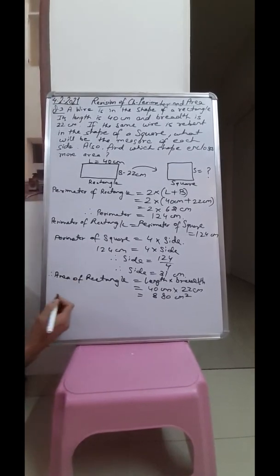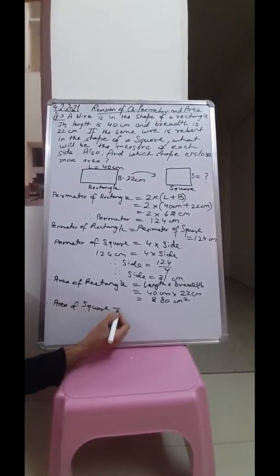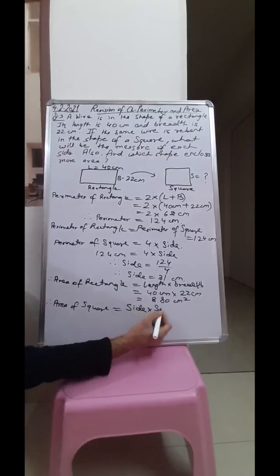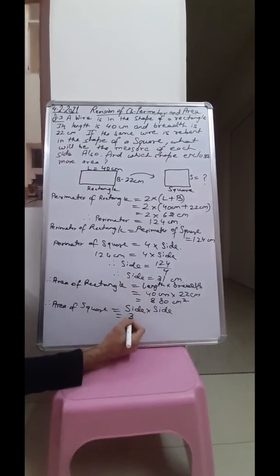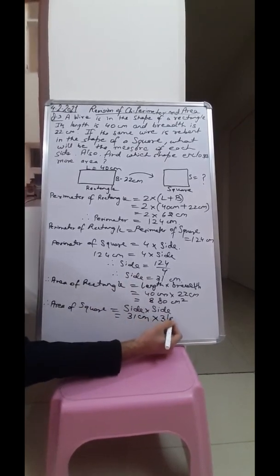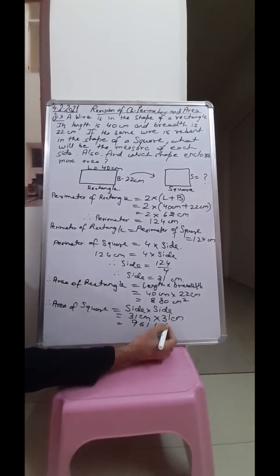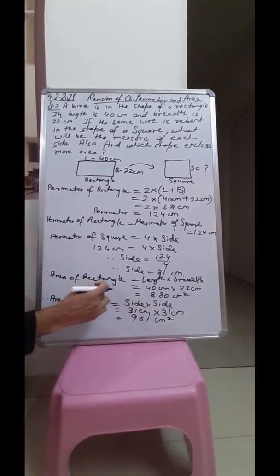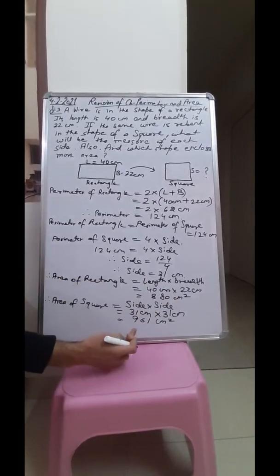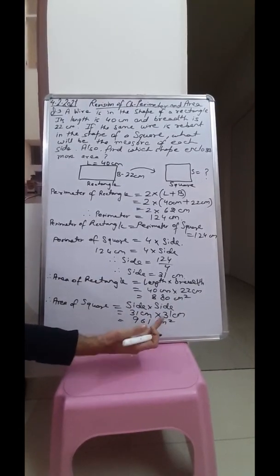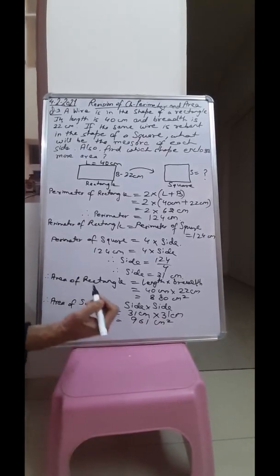Now we have to compare with the area of the square, so we have to find the area of the square also. The area of a square formula is side multiplied by side. The side we have found is 31 centimeter. So 31 centimeter multiplied by 31 centimeter gives you 961 centimeter square. Using the area of the rectangle we got 880 centimeter square, and using the area of the square we found 961 centimeter square. That means which shape has more area? Square has more area.